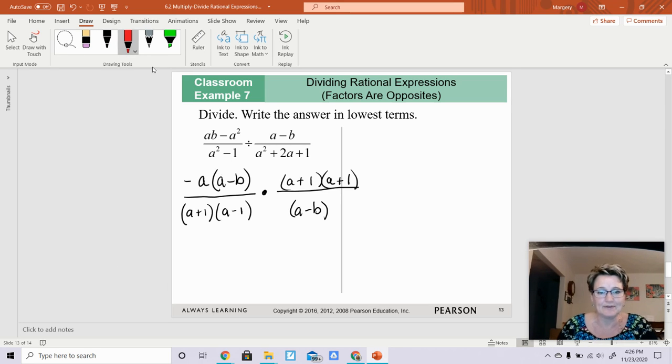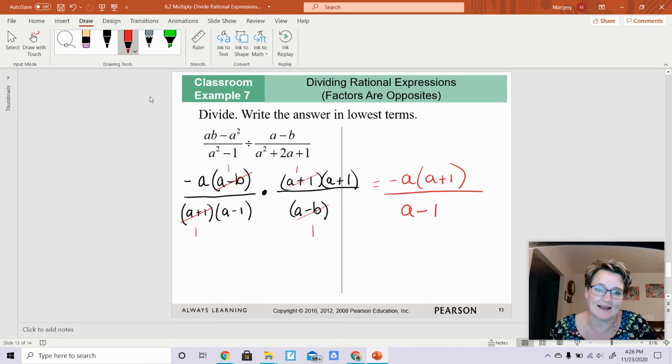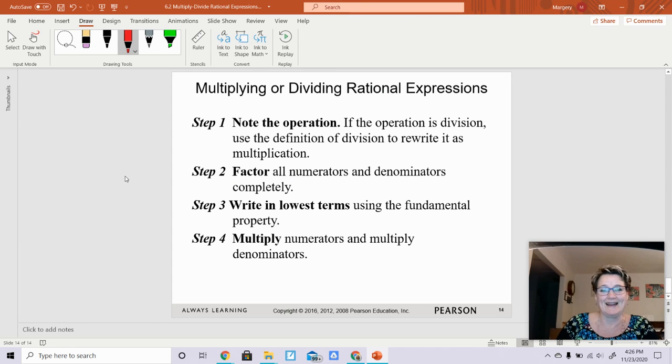Now, simplify it. A minus b goes once, a minus b goes once. A plus 1 goes once, a plus 1 goes once. And that's it. So you end up with negative a plus 1, all over a minus 1. And you're finished. You can't do anything else. In this case, you want to say a cannot equal 1 because 1 minus 1 is 0, and you can't have it be 0. All right, and I think that's it.